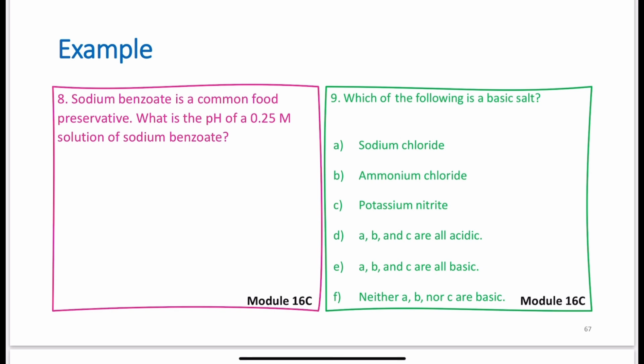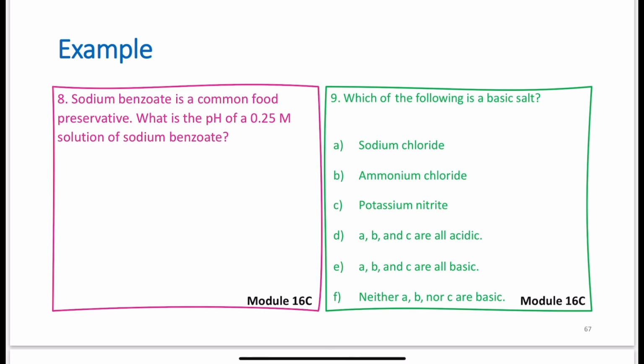Number 8, sodium benzoate is a common food preservative. What is the pH of a 0.25 molar solution of sodium benzoate? Now, I don't expect you to know the formula of sodium benzoate on an exam, okay? If I don't give you the formula, and that's what I purposely do in this one, and you don't know what it is, if it's something that you should know, you know your polyatomics, therefore you know how to make their acids, all of that. Yes, you have to do that. But something like sodium benzoate, you haven't learned it, that's fine.